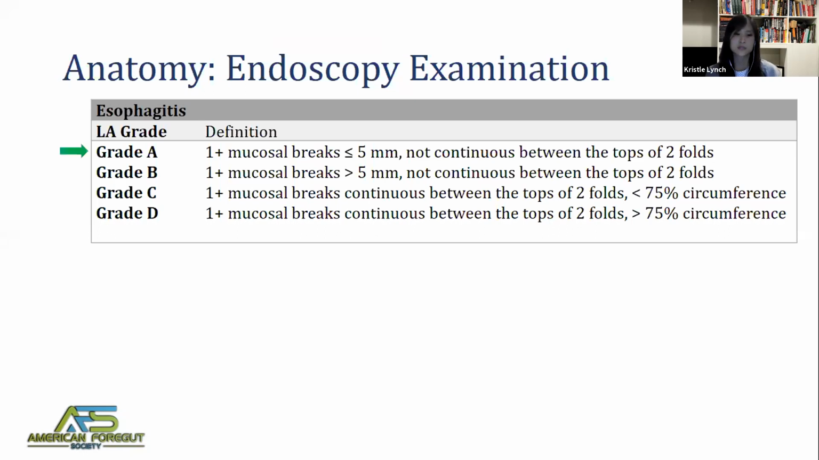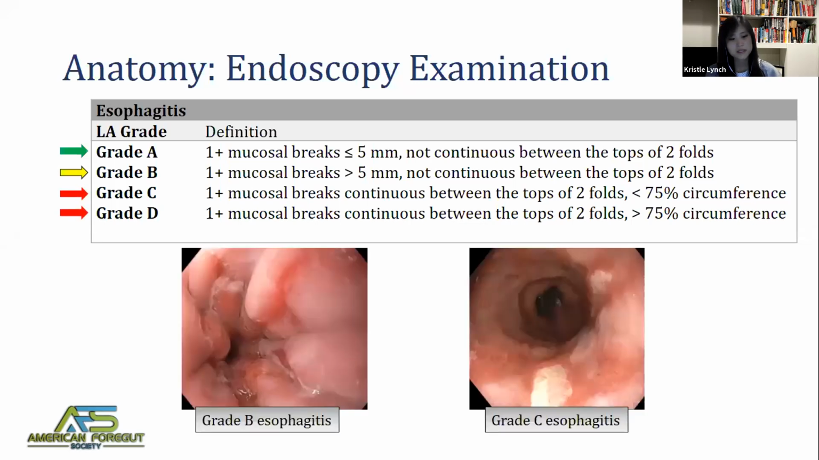So how do we apply this? When I think of grade A, I remember that that can be seen in normal patients. Grade B is sort of a gray zone where there may be some evidence towards reflux, but it's not necessarily pathologic for reflux. And grade C and D, of course, are highly concerning for reflux. Here you can see 2 of my patients, one on the left with grade B esophagitis with mucosal breaks that are certainly longer than 5 millimeters, but not bridging 2 folds. And on the right, we can see that these breaks are bridging multiple folds.